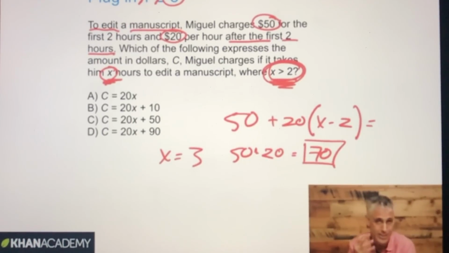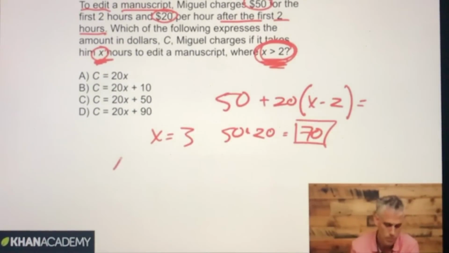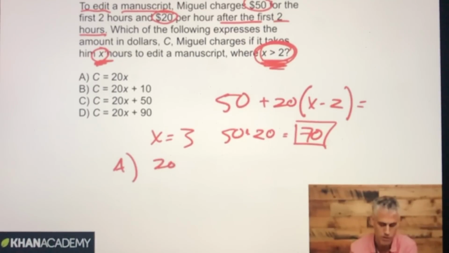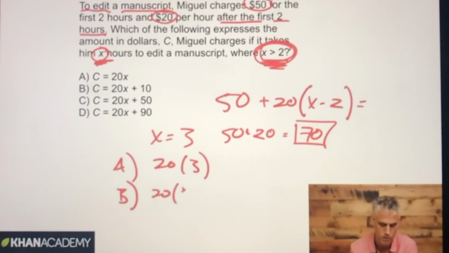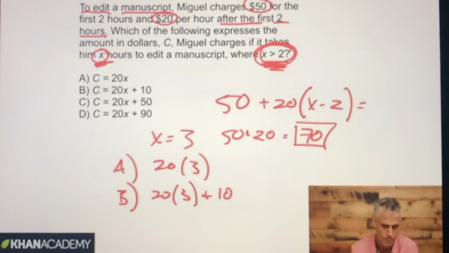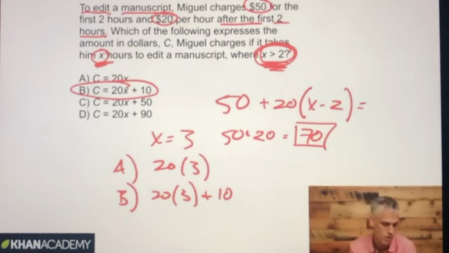And so what you can do is take that 3 and plug it into our choices. So let's look at A. For A, we have 20 times 3. B, we have 20 times 3 plus 10. That looks good. C, we have 20 times 3 plus 50. D, we have 20 times 3 plus 90. Our answer is B.